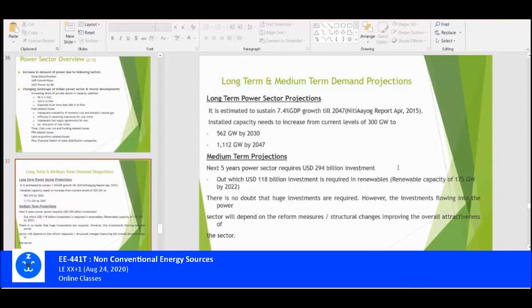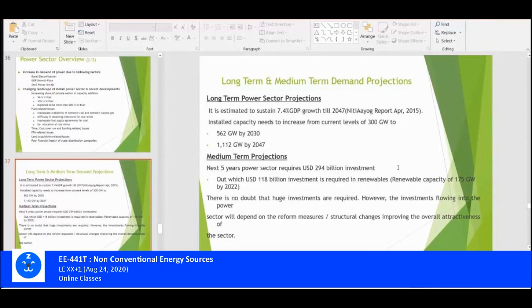By 2047, 1112 gigawatt must be available. This is the long-term power projection. Medium-term projection, next 5 years, the power sector requires 294 billion US dollar investment, out of which 118 billion US dollar investment is required in renewables.